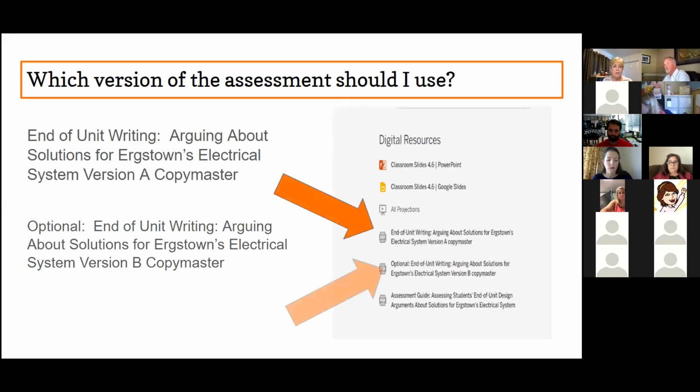So you can see if you're on that lesson 4.6 in that digital resources column, you'll have a version A copy master and a version B copy master, and it will say optional. It's the same assessment. Version B is just a little more scaffolded, and we'll take a look at that and compare the two in just a moment. Also, you're going to notice that the assessment guide that we'll be looking at is in the digital resources column on that same lesson where the end of unit assessment occurs.